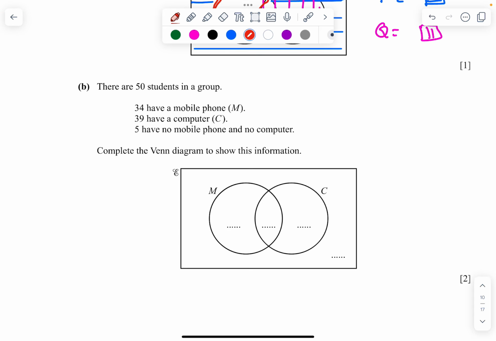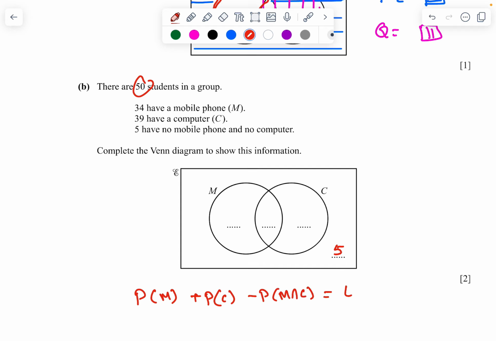There are 50 students in a group. 34 have a mobile phone. 39 have a computer. 5 have no mobile phone and computer. So 5 is outside. So the total should be 45. This total should be P of M plus P of C minus P of M intersection C should be equal to 45.